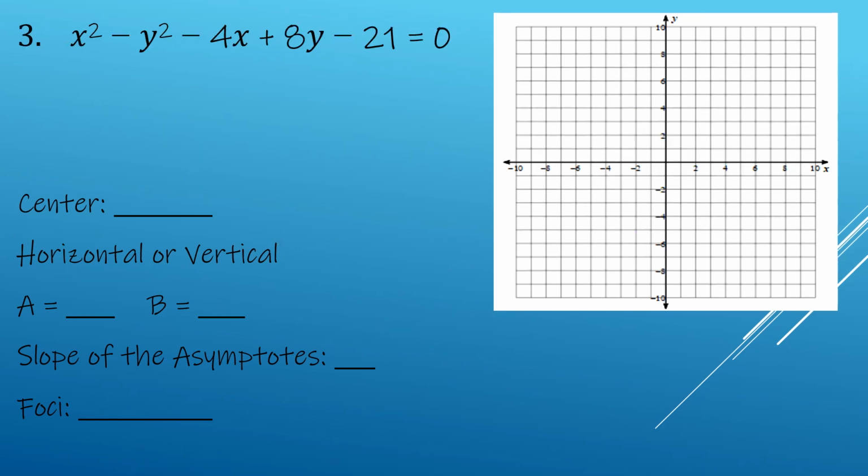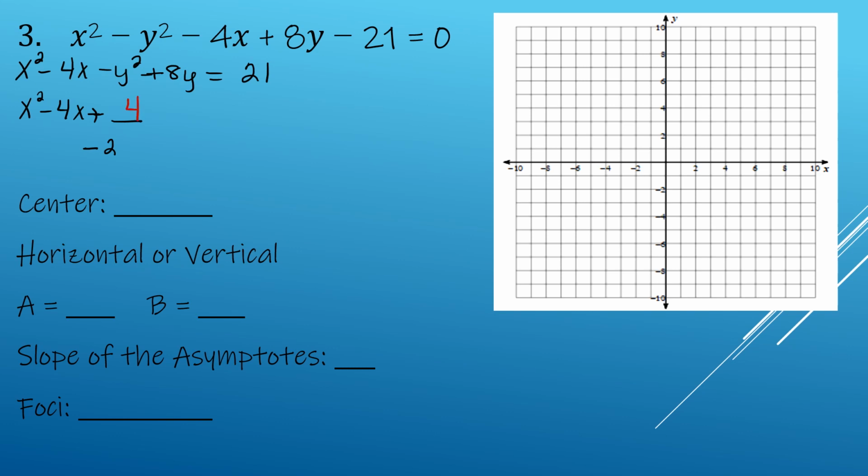This example, x squared minus y squared minus 4x plus 8y minus 21 equals 0, is in general conic form. So we are going to regroup our x and our y terms and move our constant value to the other side of the equation so that we can get it into standard form. So now that my x's are together, I can go ahead and complete the square for the x's. X squared minus 4x plus that c value. Half of negative 4 is negative 2, and negative 2 squared gives me a positive 4.